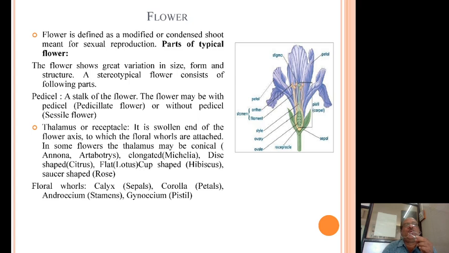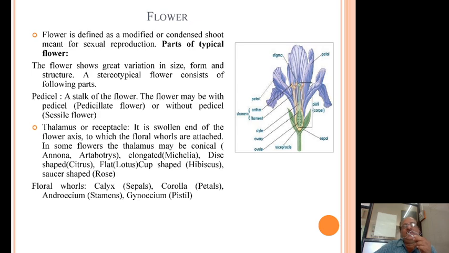Now, what is the purpose behind this modification or condensation? It is the sexual reproduction. So, the vegetative shoot is modified and it is condensed into a flower for sexual reproduction. Now, we'll see the parts of a typical flower one by one.